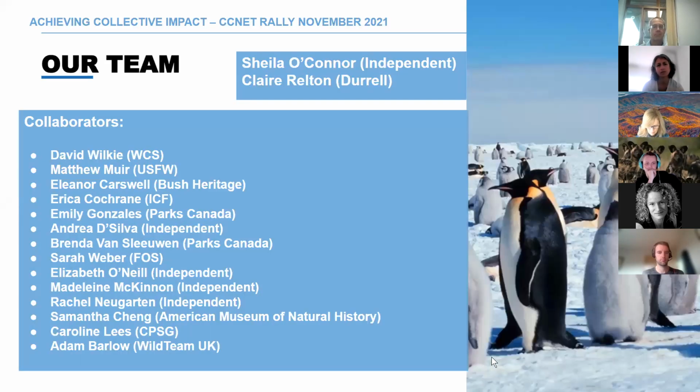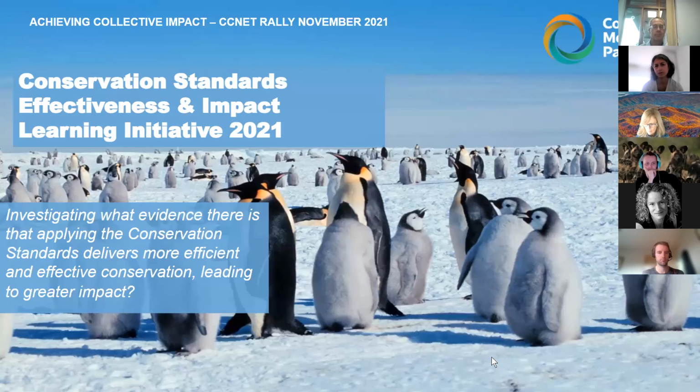We're also looking at ways for how we might be able to expand this out and develop a sort of long-term research project in terms of collecting robust and scientific evidence to answer this question. And not only are we focusing on the conservation standards, we sort of broadened it out a little bit to look at other adaptive management cycles.